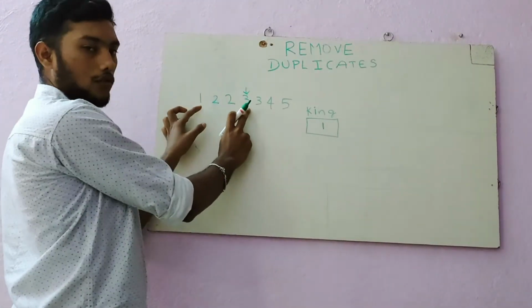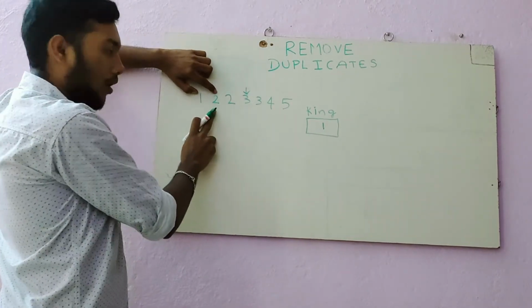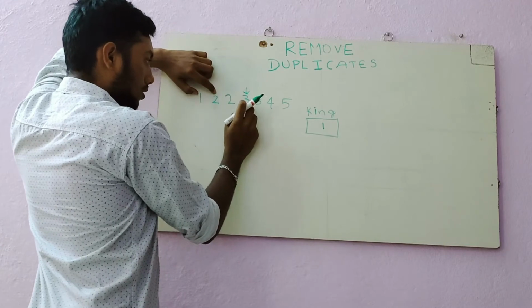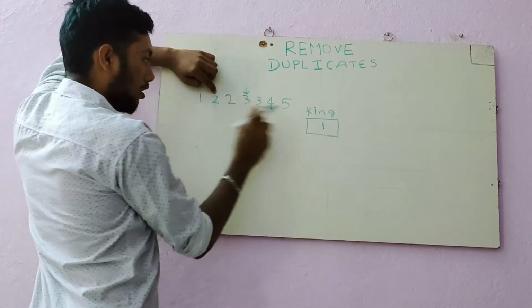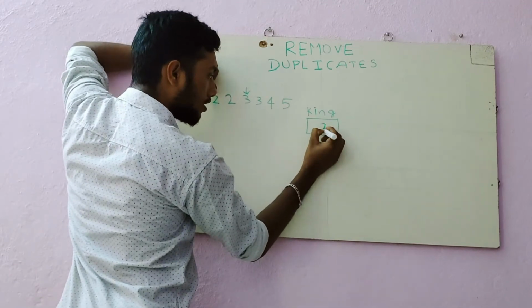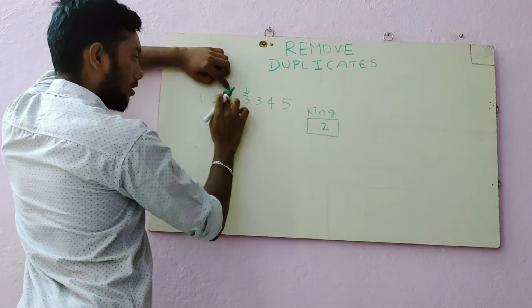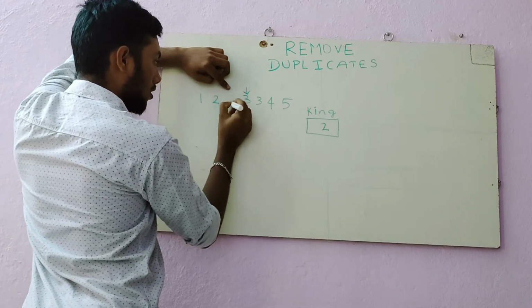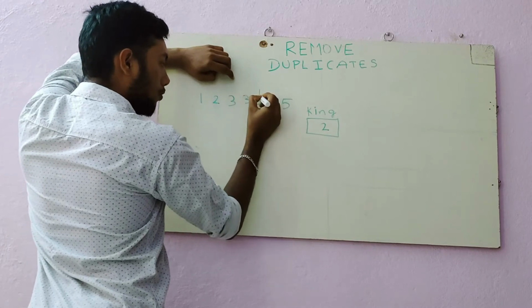Now this person wants to be a king. The current king is at index position 1. So this will check here. It is not a duplicate value. So the king will move to its next value, and this person will move to the index of the king. And the pointer moves here.